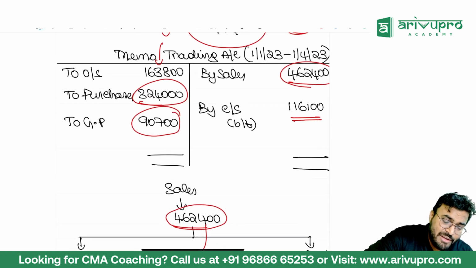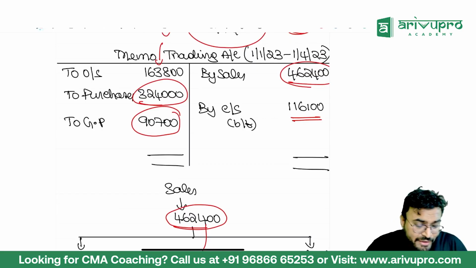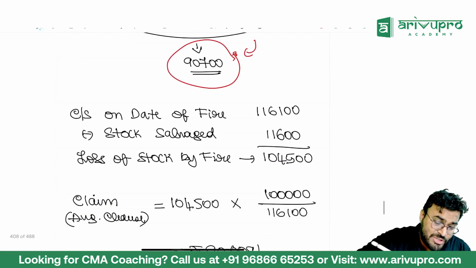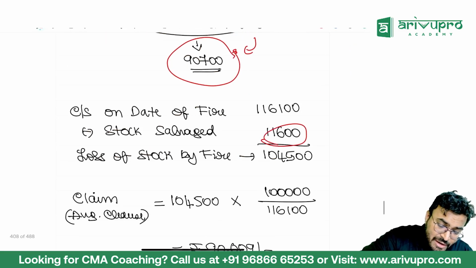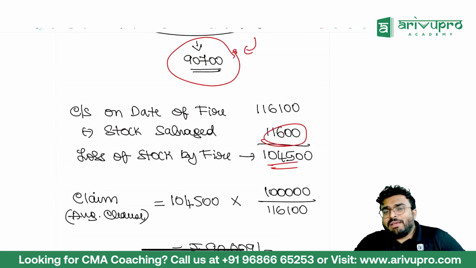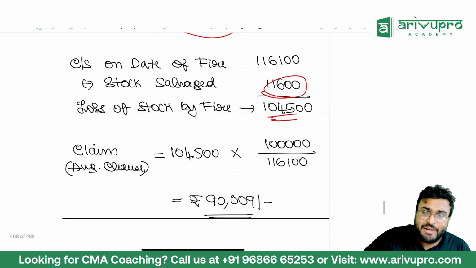Now the balancing figure is closing stock on the date of fire. From that you remove the stock salvage. They have given in the last line stock salvage. Remove that 11,600. That time you will get the loss of stock by fire. When you get loss of stock by fire, compute the claim.